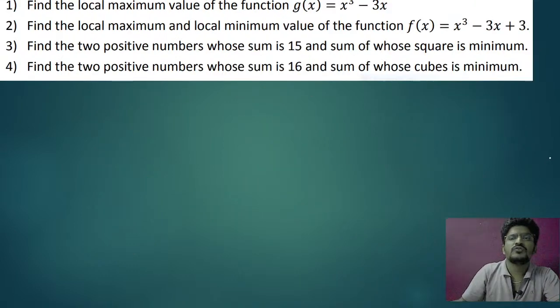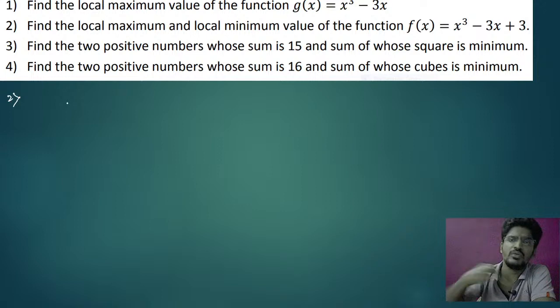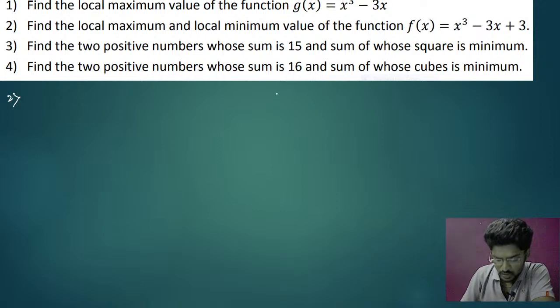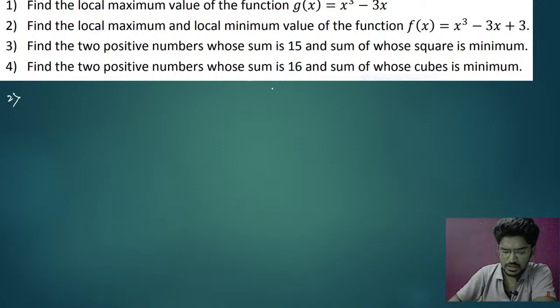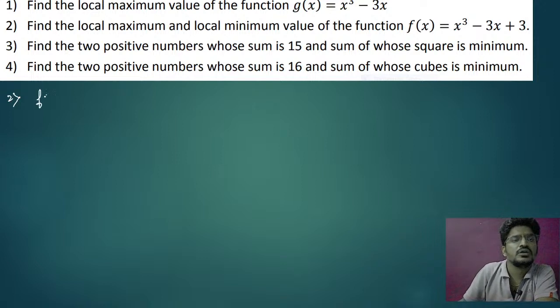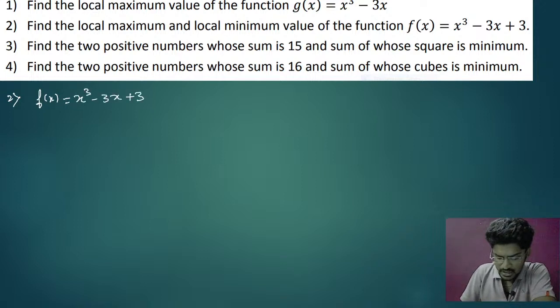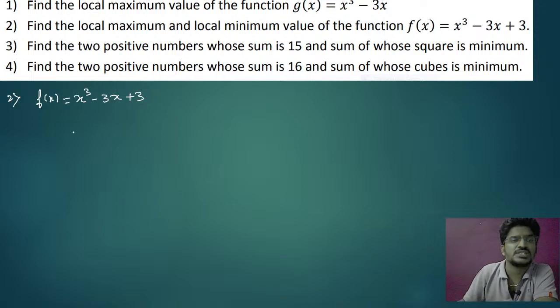Okay, now I will go for the second problem. You just see, find the local maximum and local minimum value. That means they are asking both. So for that we shall calculate both terms. F of x will be equal to x cube minus 3x plus 3.